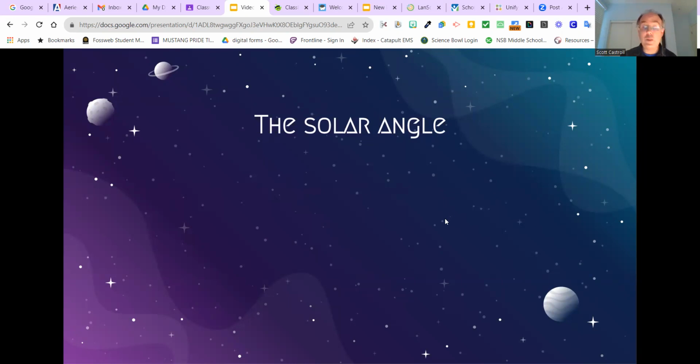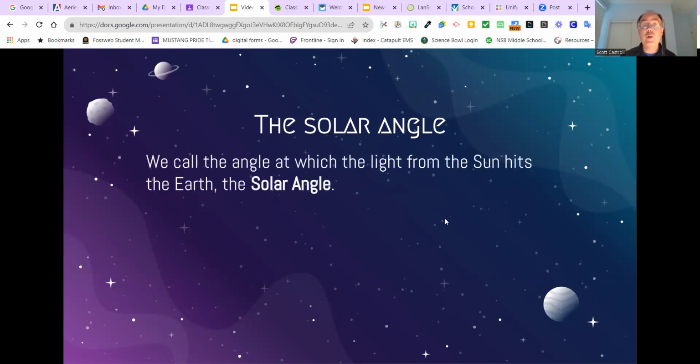Now let's talk about what this has to do with making summer hot. We have to talk about the solar angle. We call the angle at which the light from the sun hits the earth the solar angle. The more direct the solar angle, the greater intensity of the light. It's less spread out, it's more concentrated. Also, as a second effect, it passes through less atmosphere when it's direct.